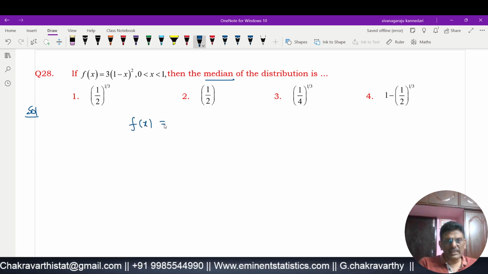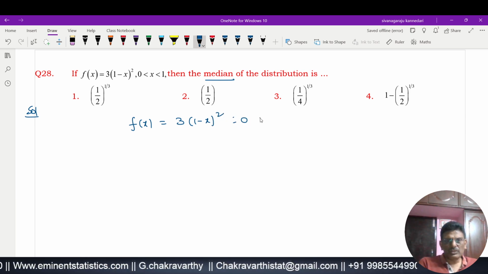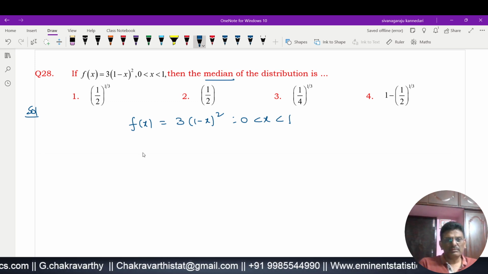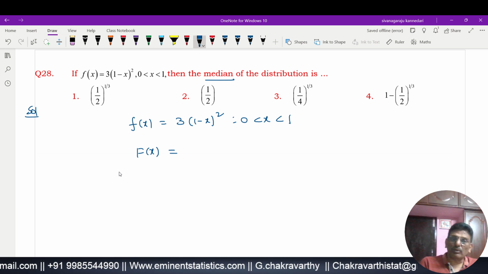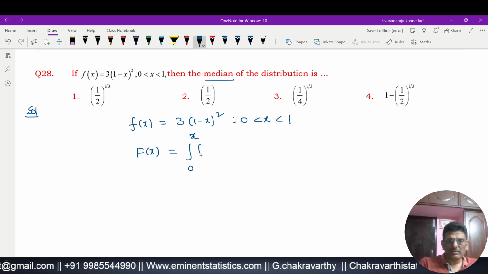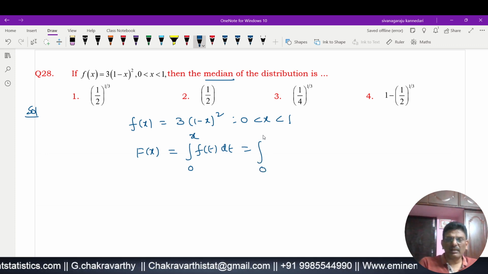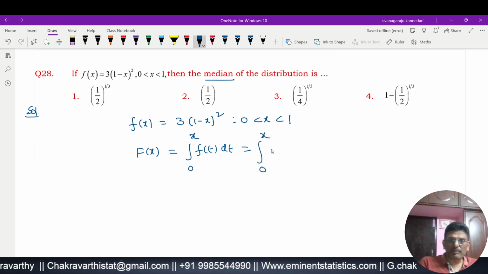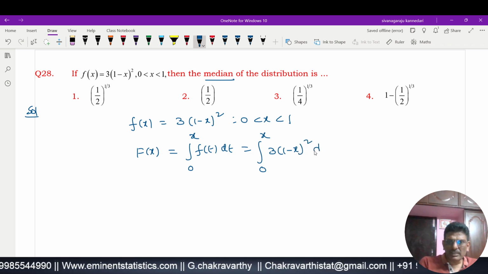The f of x is equal to 3 into (1 minus x) whole square, for 0 less than x less than 1. Now, for the CDF, the distribution is unknown. We don't know the properties of this PDF. But in this case, we have to calculate the CDF from the starting point to x, integral of f of t dt. A systematic procedure is there, and by using that systematic procedure, we can easily calculate this.